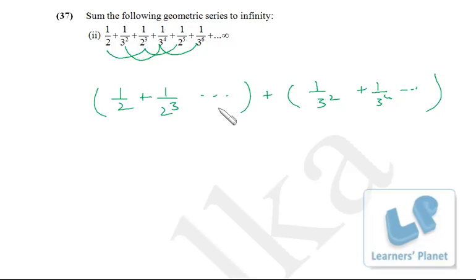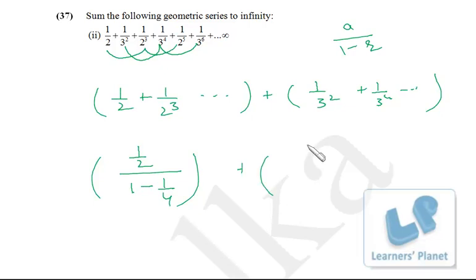Sum of an infinite geometric progression is a upon 1 minus r, where a is the first term, r is the common ratio, and it has to be less than 1. So first term over here is 1 by 2 and 1 minus r, the common ratio is 1 upon 2 cubed by 1 upon 2, so that is 1 upon 2 squared, or I can say 1 by 4, right? Here the first term is 1 upon 3 squared, and r is again 1 upon 3 squared, or I can say it is 1 by 9.